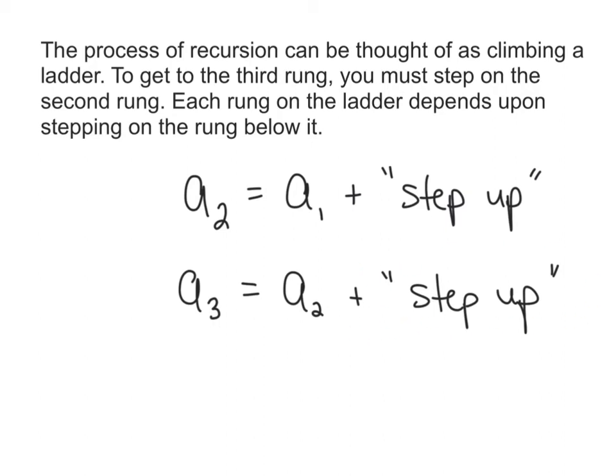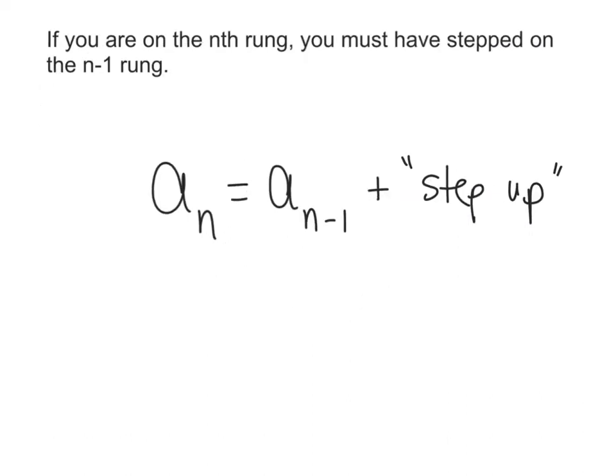Okay, so I know this is a little different than stuff we've done in the past. And now for the algebra formula. If you are on the nth rung, so this is a value you don't know, you must have stepped on the n-1 rung. So as you see here, a sub n equals a sub n-1, so you're going to find the one before it, plus the step up, whatever that is, the difference.